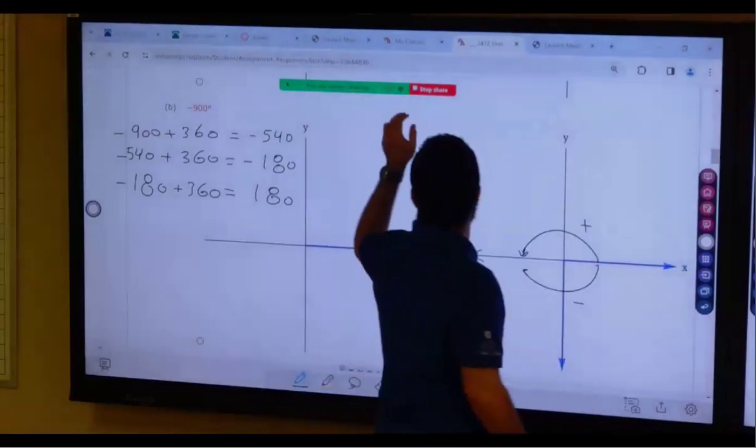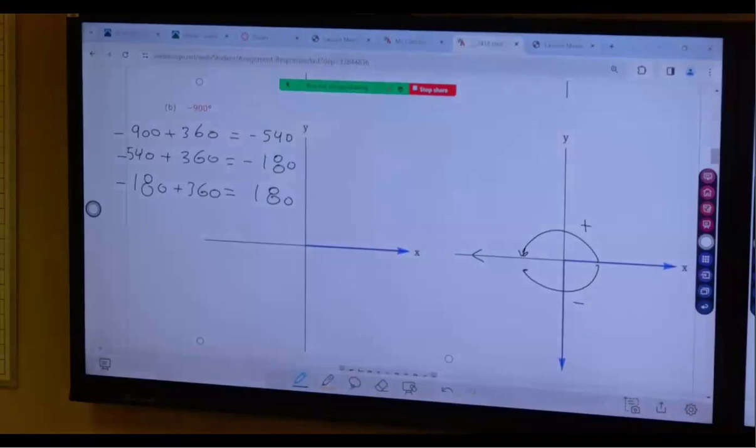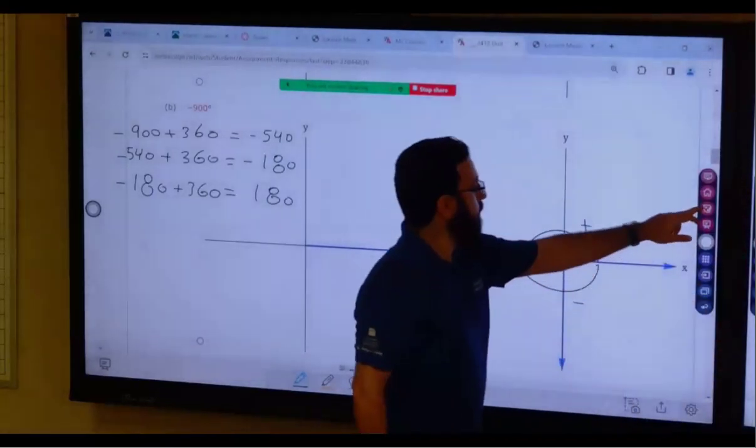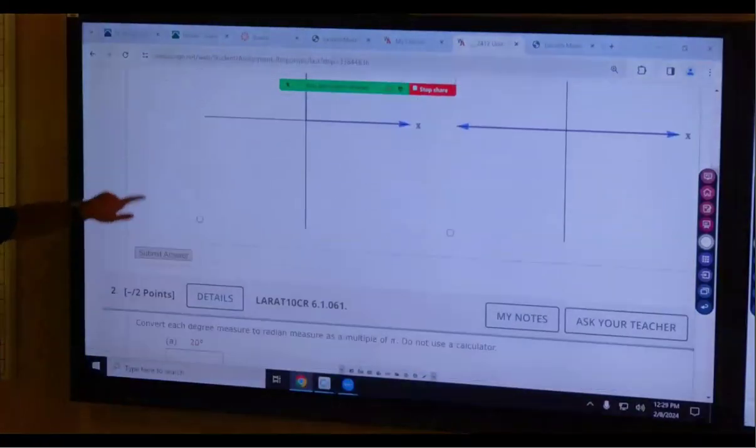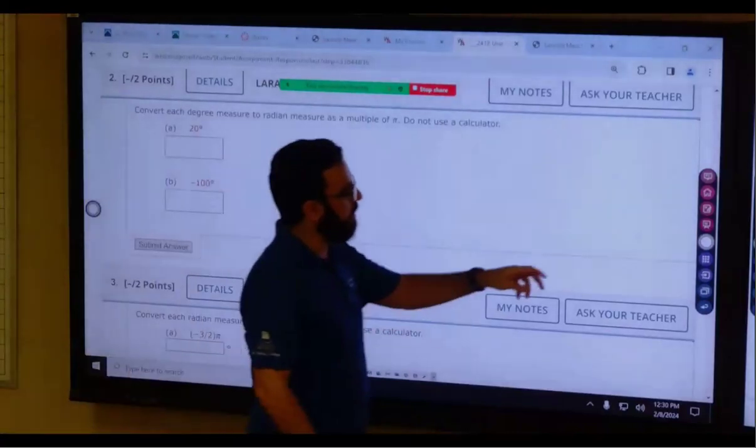Do you know what the next one is? What they're telling you is converting degrees to radians.